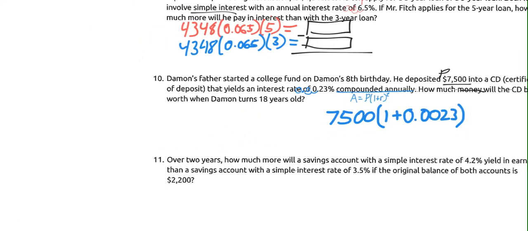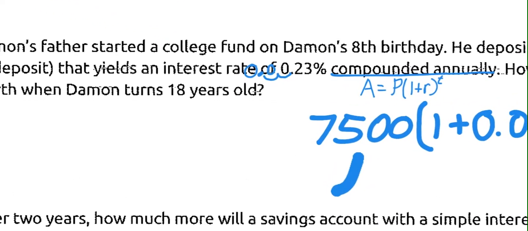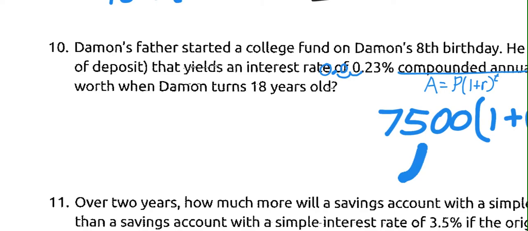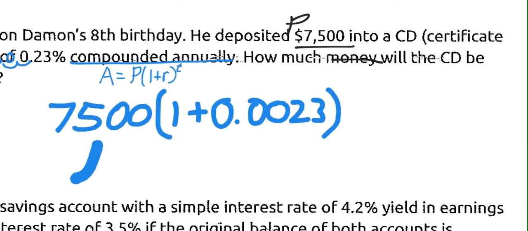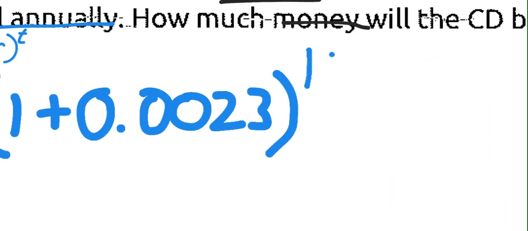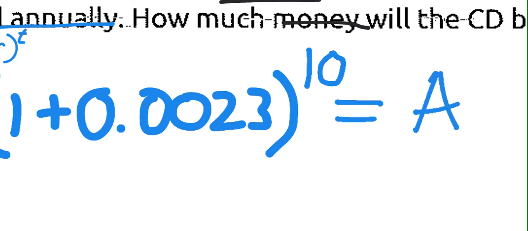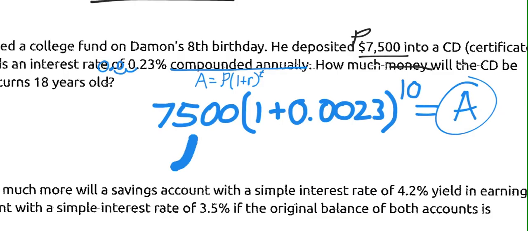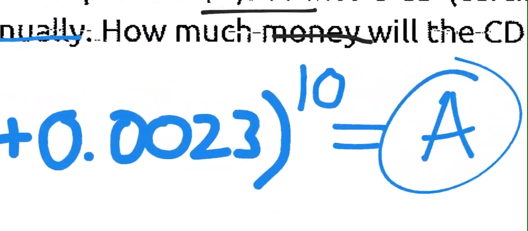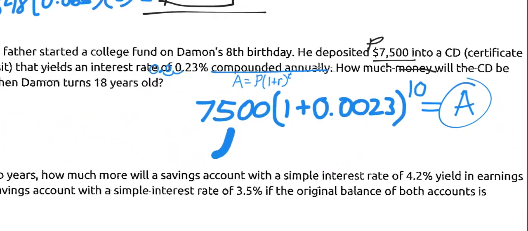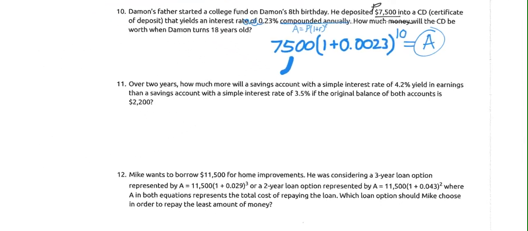And he did this. Okay, now here is the trick. We don't know the time. They don't spell it out for us. If he started on Damon's 8th birthday and he is now turning 18 years old, 10 years have gone by. You've got to be really careful about that. And that's going to give you the total amount, which is actually what we're looking for right there. So be really careful. Make sure you guys know where that 10 came from. If you got any questions, please ask.